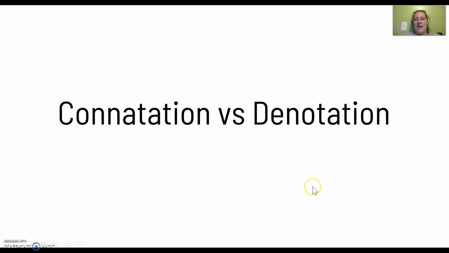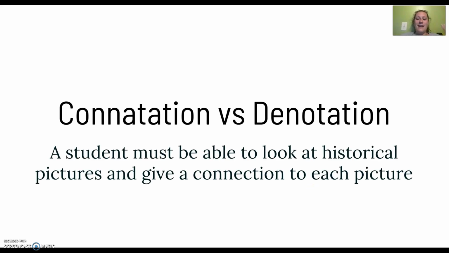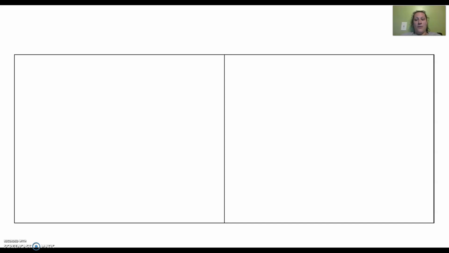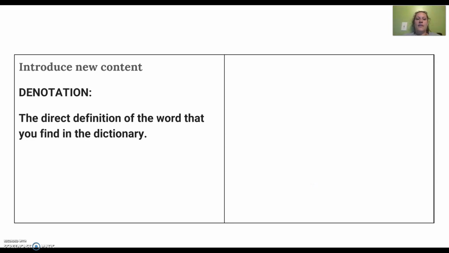Try this again. Okay, so we are going to look at the difference between connotation and denotation. And we're going to use this part of this in looking at pictures and evaluating pictures. So I want you at the end of this to be able to look at historical pictures and put a connection to each picture. So, words that you need in your notes. So get out your notebooks, pause this video, get out your notebooks, open to your notes.